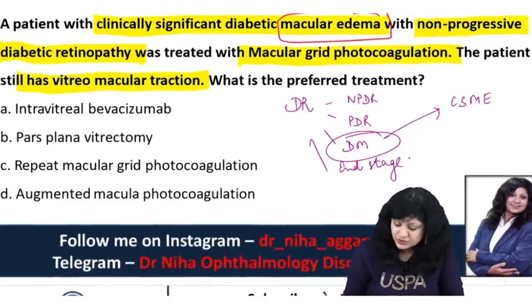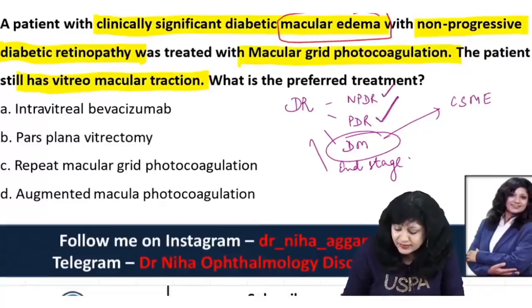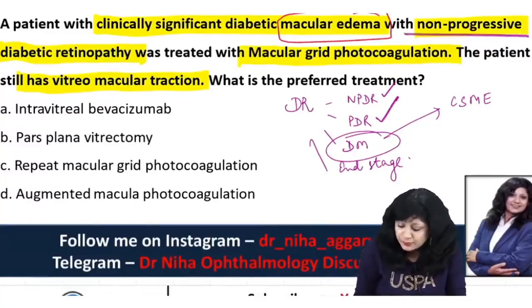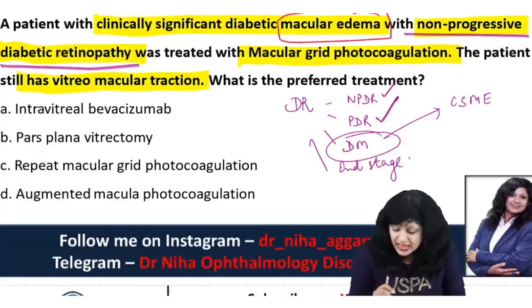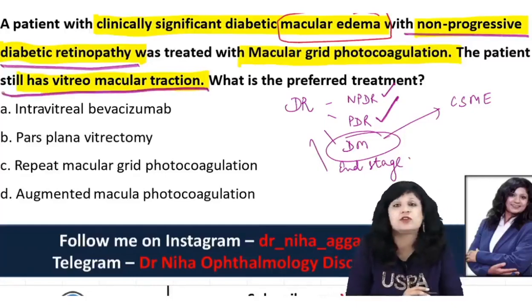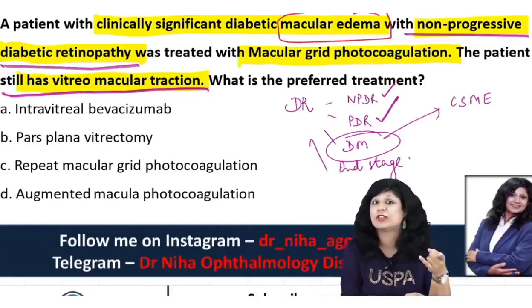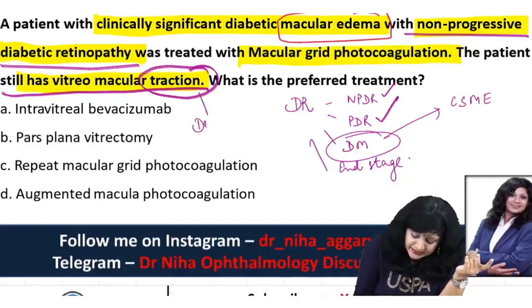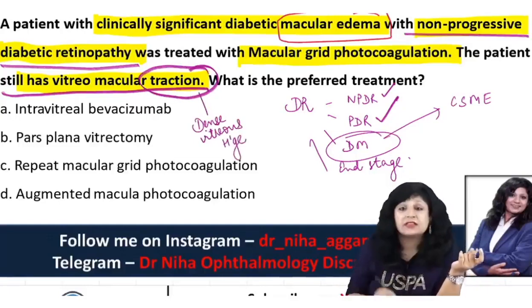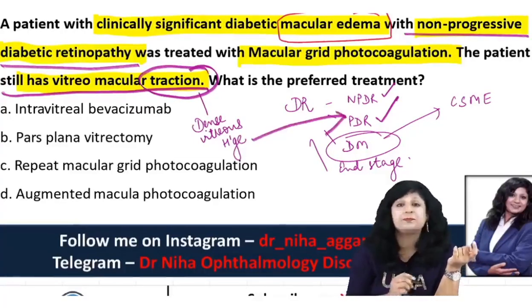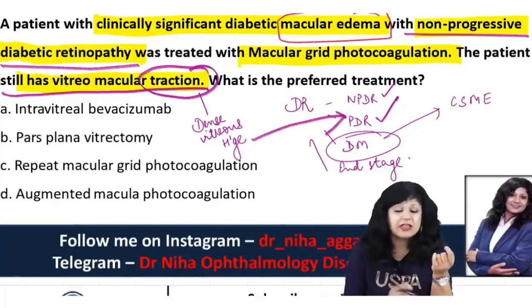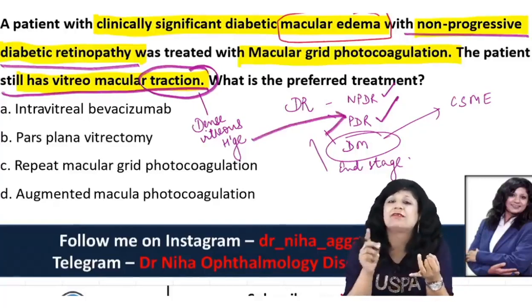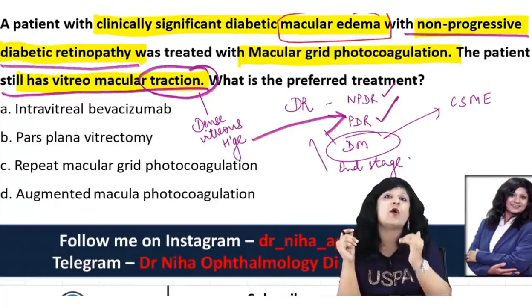Now in which stage he is, whether it is NPDR or PDR, you have to see this. The patient has this non-progressive kind of diabetic retinopathy and still has vitreomacular traction. That means previously also there was a vitreoretinal traction. Now traction occurs due to the dense vitreous hemorrhage. That means the patient has been in the stage of PDR. In PDR you have neovascularization and then the vitreous hemorrhage, and PDR always occurs after NPDR.